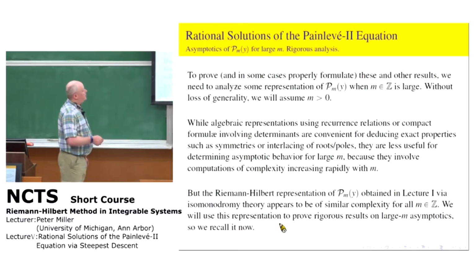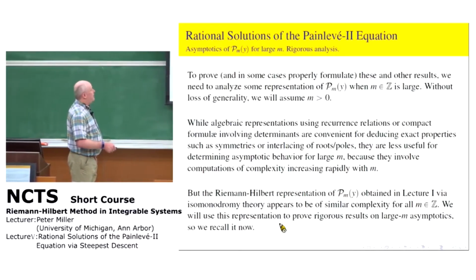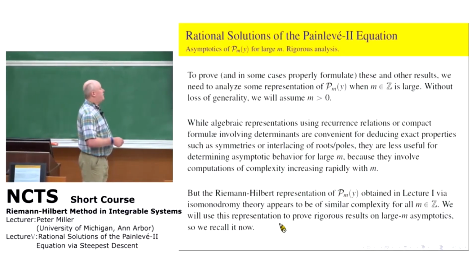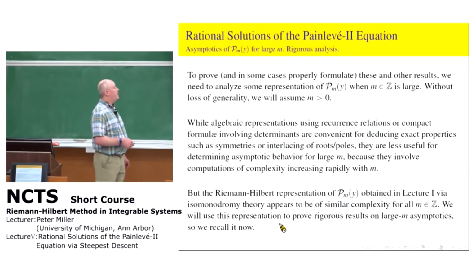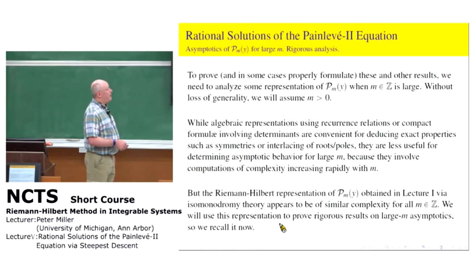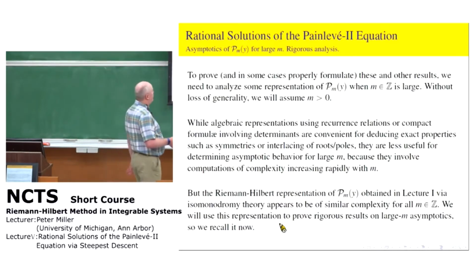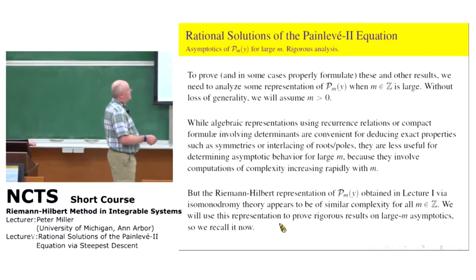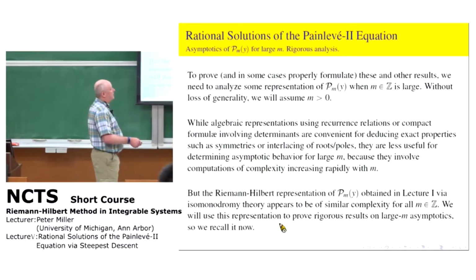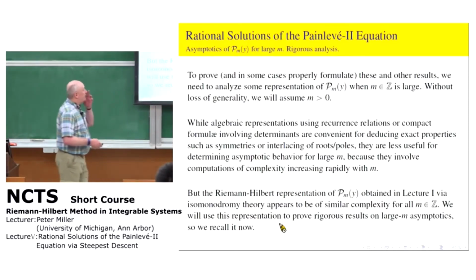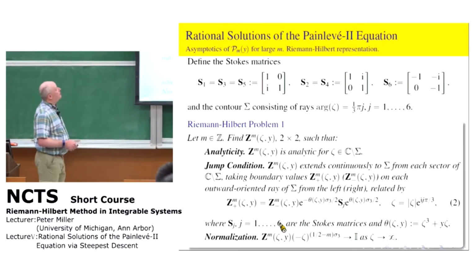So the neat thing is that the Riemann-Hilbert representation of Pm of y that we found in lecture 1 by applying this isomonodromy theory and the Lax pair of Jimbo and Miwa, that's a problem that seems to have a similar complexity no matter what integer value you pick for m. The m is just a parameter in the jump conditions, actually in the normalization condition at infinity. That's it. So we're going to use that representation to prove rigorous results on large m asymptotics. And so let's recall that Riemann-Hilbert problem right now.